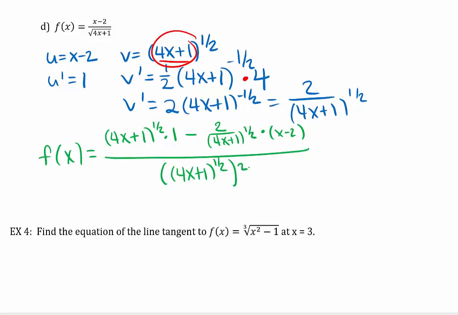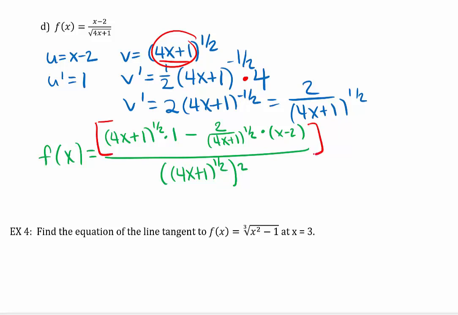Now I'm going to take the time to simplify this thing. I'm going to simplify this because I have a complex fraction. I have fractions within fractions. And so what I'm going to do is multiply everything by the LCD to clear the fractions.